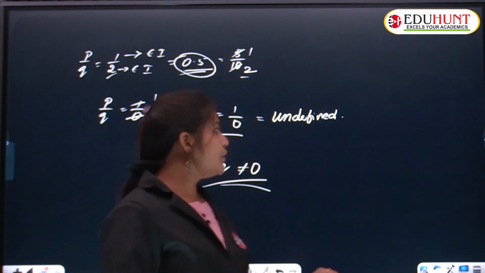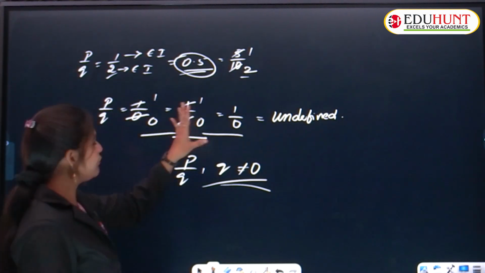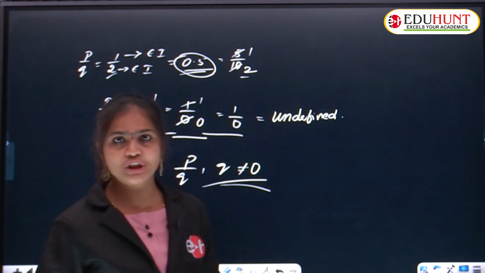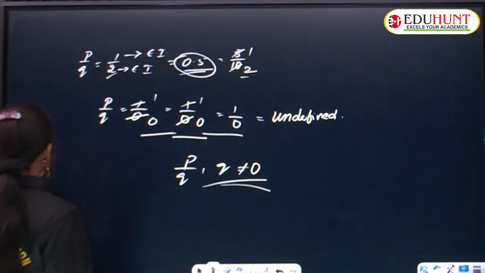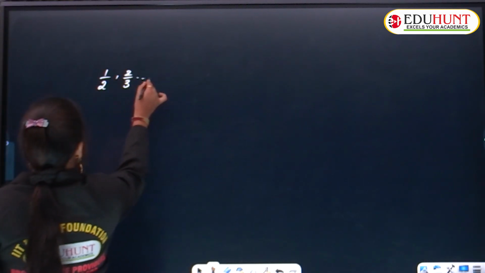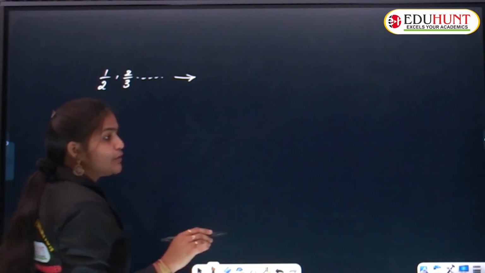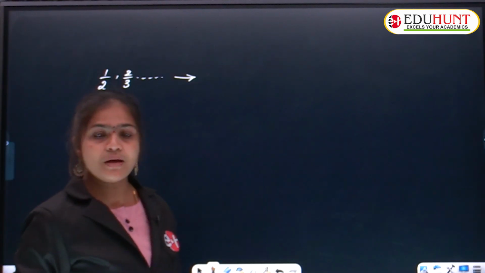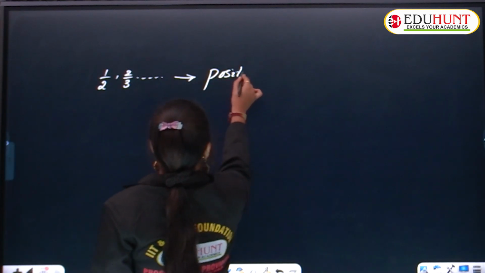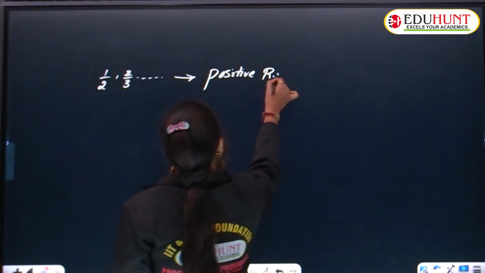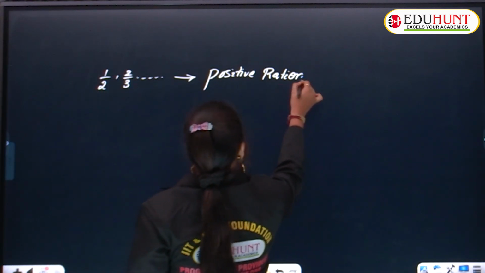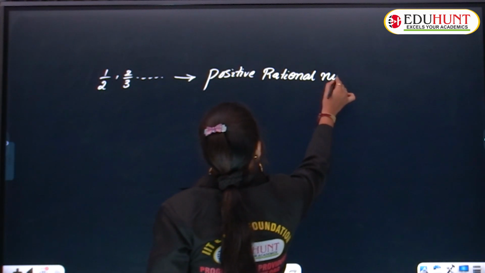Understood? Now here this is the definition, and in the same way rational numbers are related to that definition. Now see that 1 by 2, 2 by 3, like these numbers we are taking. These all are positive rational numbers. What are those? Positive rational numbers. Why? Because all are having positive values only.